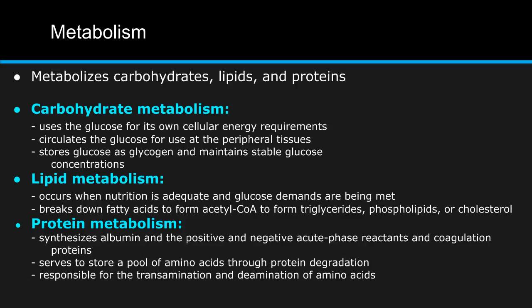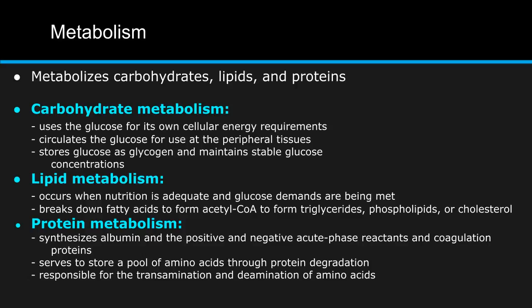When carbohydrates are ingested and absorbed, the liver can use the glucose for its own cellular energy requirements, circulate the glucose for use at the peripheral tissue, or store glucose as glycogen within the liver itself or other tissues. It also maintains stable glucose concentrations within the body. Lipids are metabolized in the liver when nutrition is adequate and glucose demands are being met. The liver is responsible for gathering free fatty acids from the diet and the liver itself and breaks them down to form acetyl coenzyme A, which in turn forms triglycerides, phospholipids, or cholesterol.